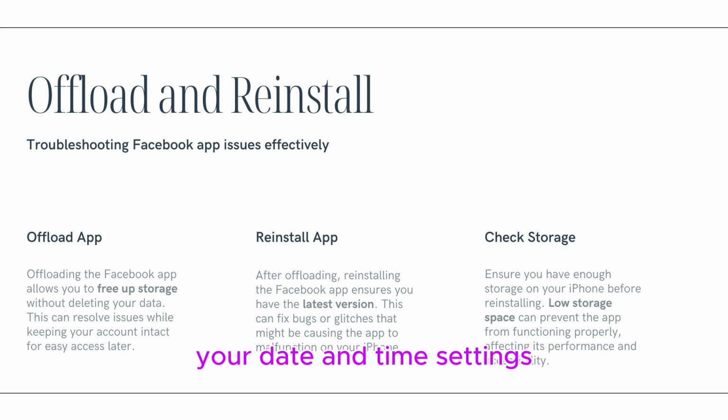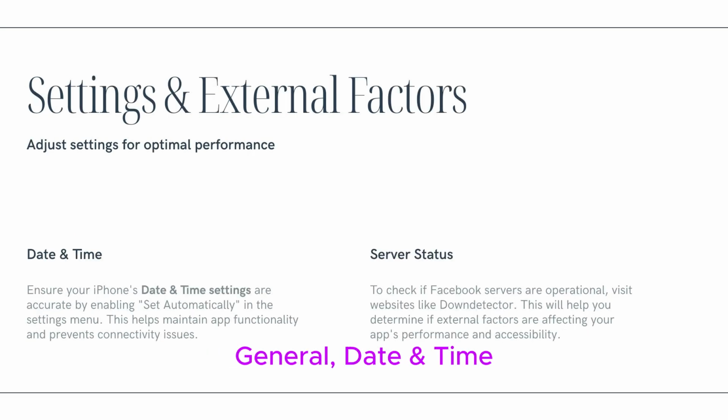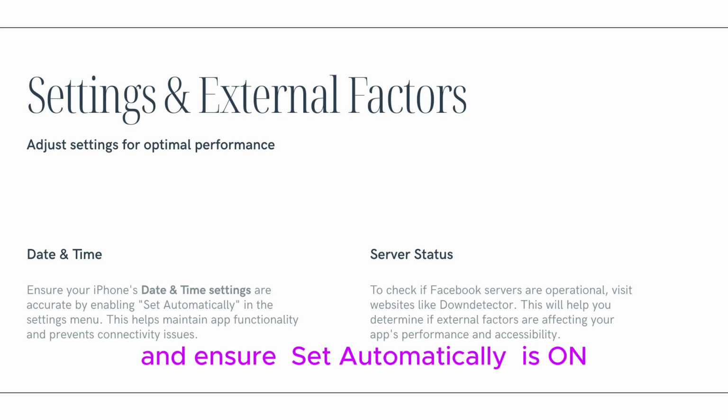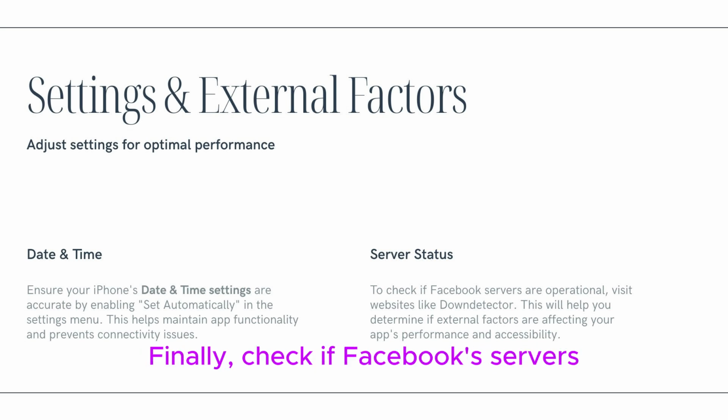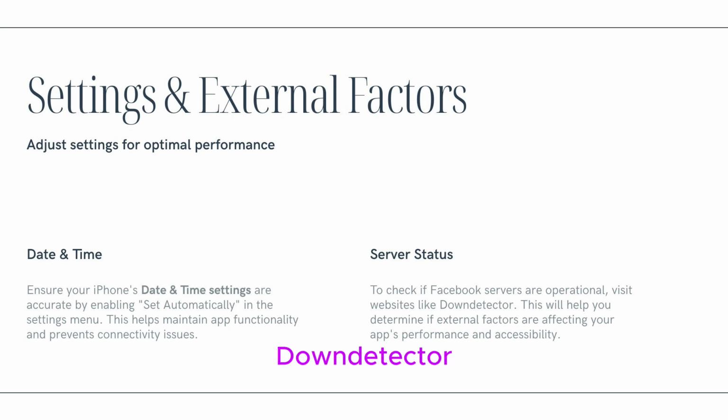Check your date and time settings. Go to Settings, General, Date and Time, and ensure Set Automatically is on. Finally, check if Facebook servers are down using a site like Down Detector.